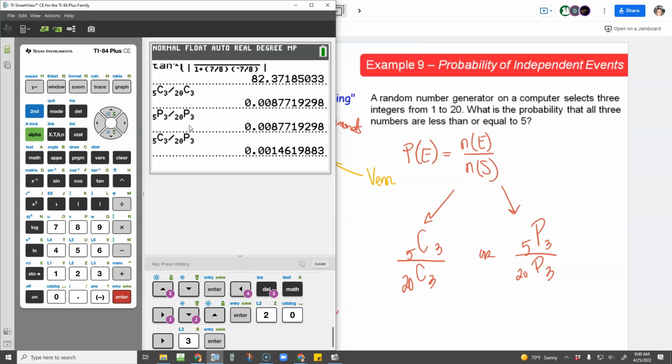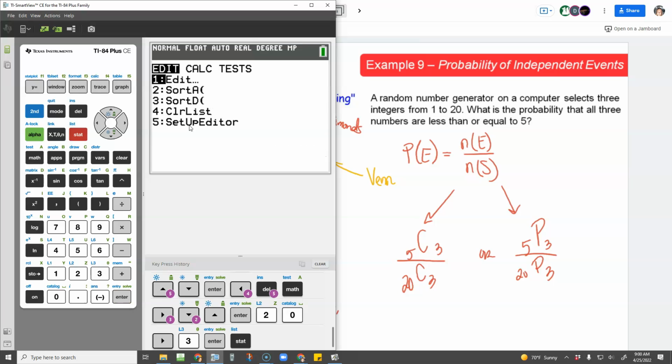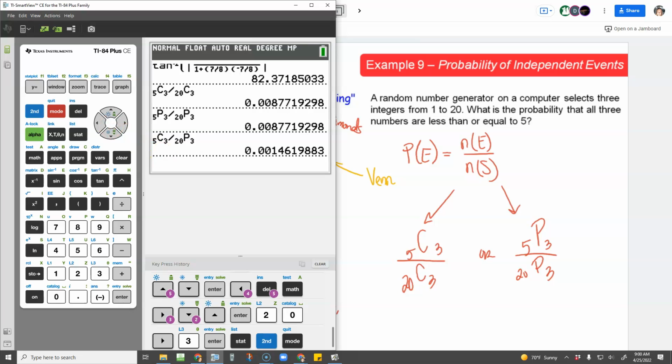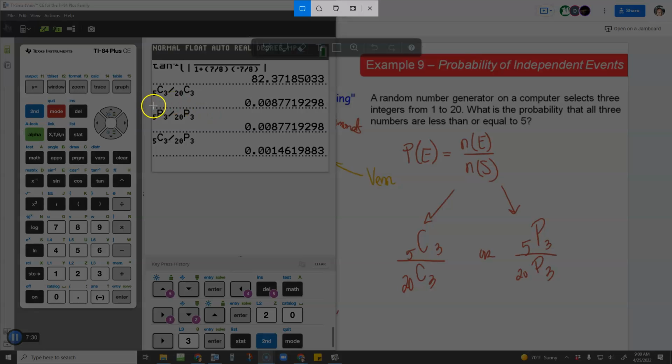Either way, I do get that final, ooh, I definitely just hit the wrong button. Hold on, I'm so sorry. Alt, that's what I want. Nope, that's not it either. Oh, it's the window key. Got it.